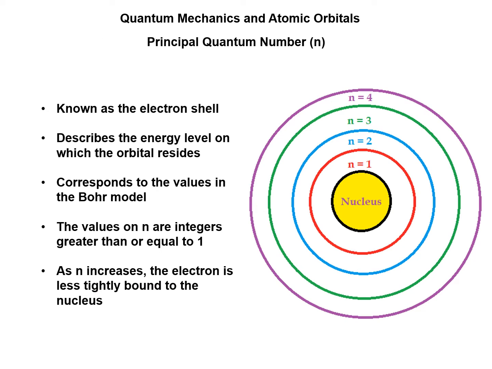Here we look at the principal quantum number n. It's known as the electron shell. It describes the energy level on which the orbital resides. It corresponds to the values of the Bohr model. The values of n are integers greater than or equal to 1. As n increases, the electron is less tightly bound to the nucleus. So here we have the nucleus with four shells: n equals 1, n equals 2, n equals 3, and n equals 4.